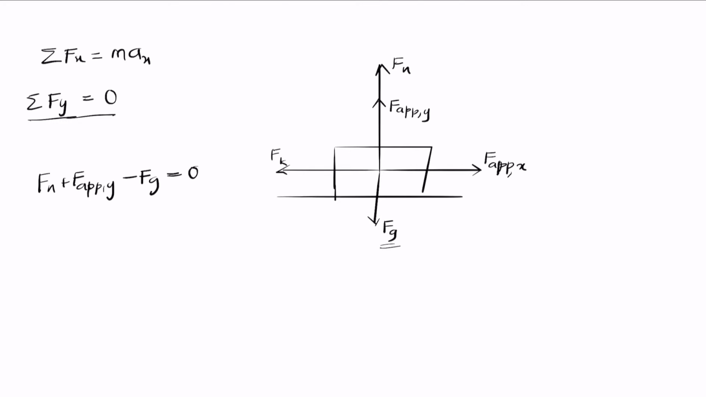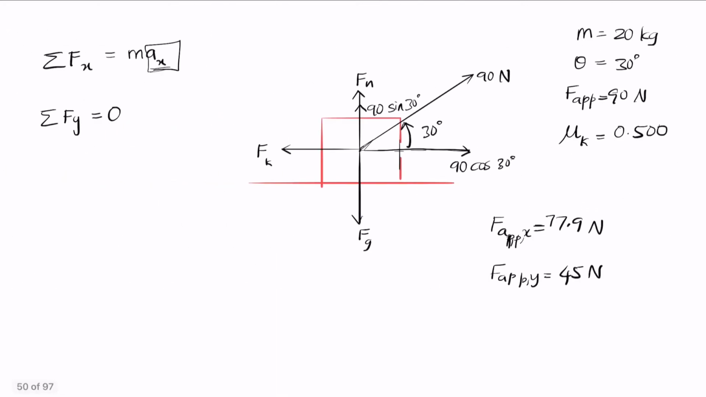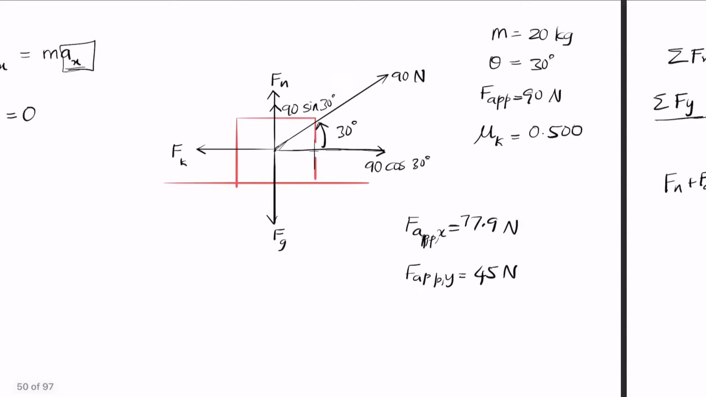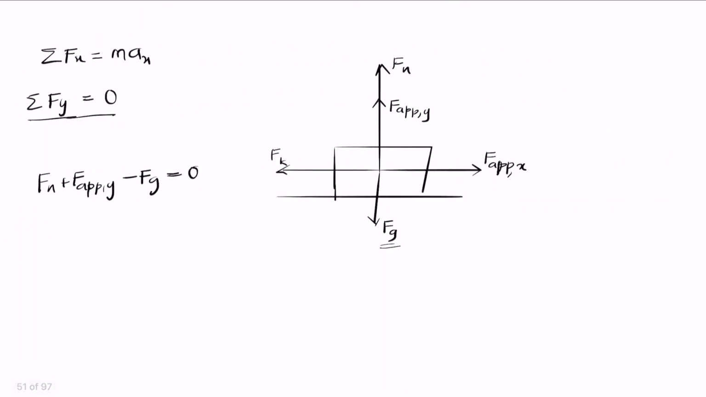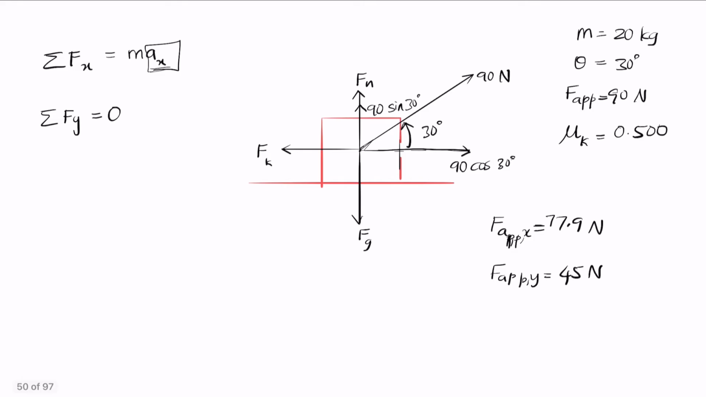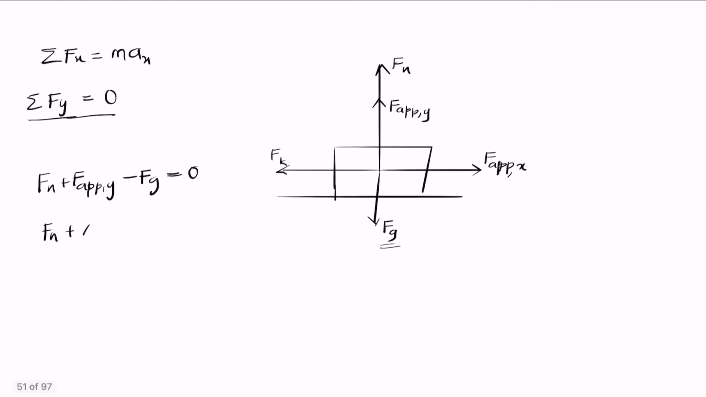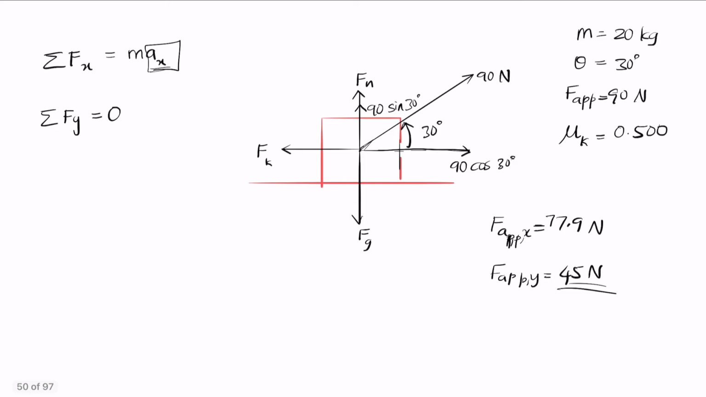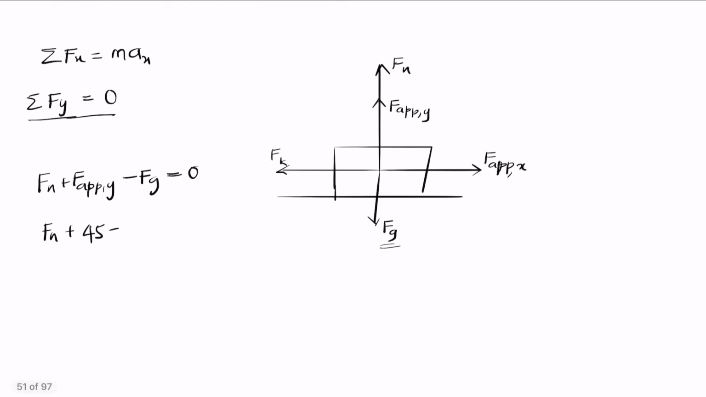Remember, the idea here is to take up the values that are present there and write down the answers. First things first, we do not have Fn here. So Fn plus we only have the applied force along y direction, which is 45 Newton, minus the gravitational force. How would you calculate the gravitational force? Which is mg. So m is 20 times 9.81, which is going to be 196.2 Newton. So minus 196.2 Newton is equal to 0. So Fn becomes 196.2 minus 45.